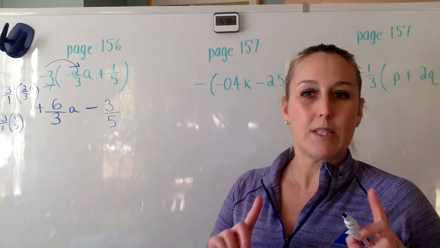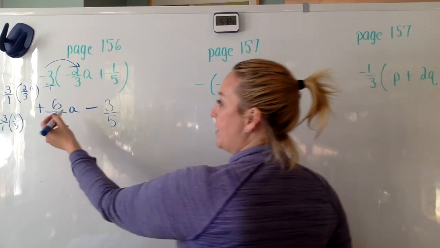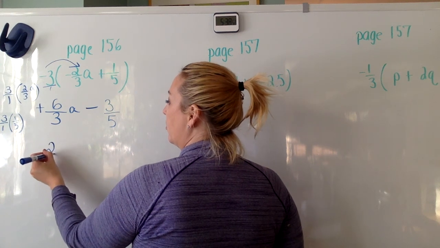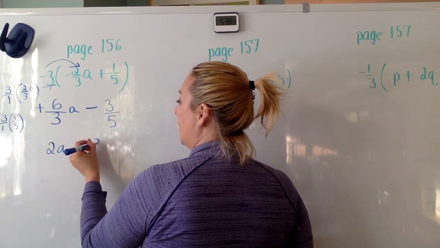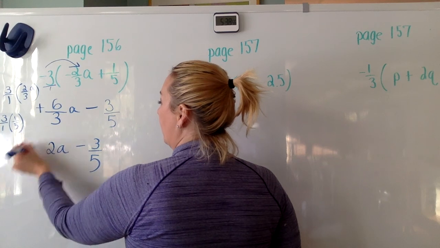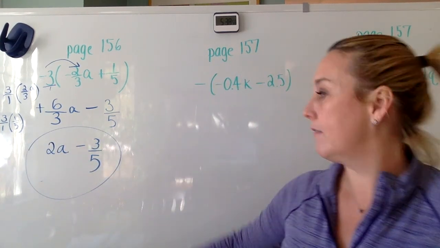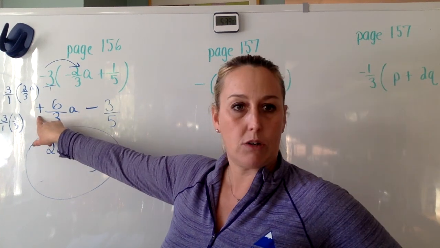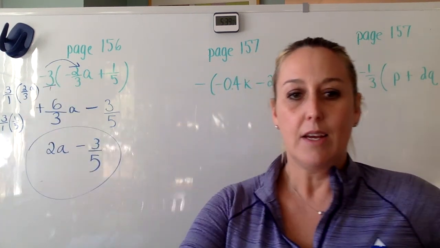But I would still simplify this one more step because we know 6 divided by 3 is 2a minus 3/5, which would be the most proper way of showing this expanded expression. And at this point, we can drop the positive sign because we don't need it. Okay? Makes sense?